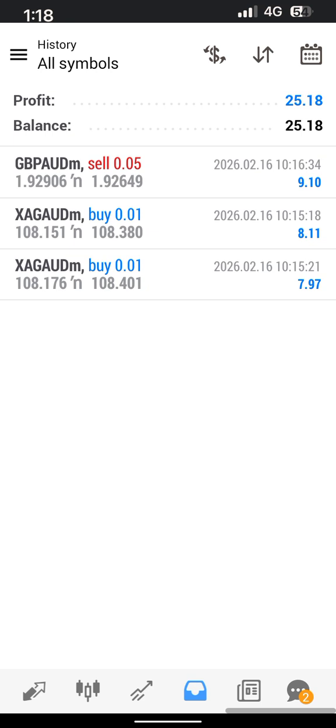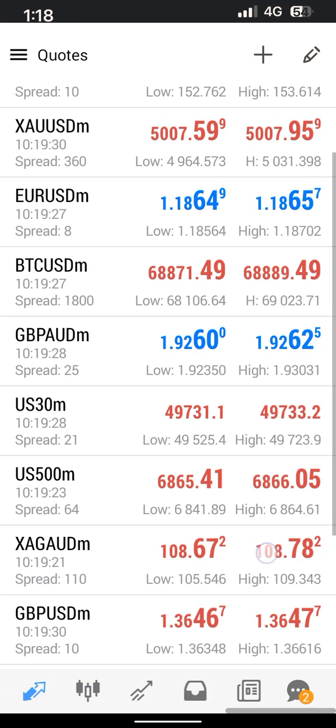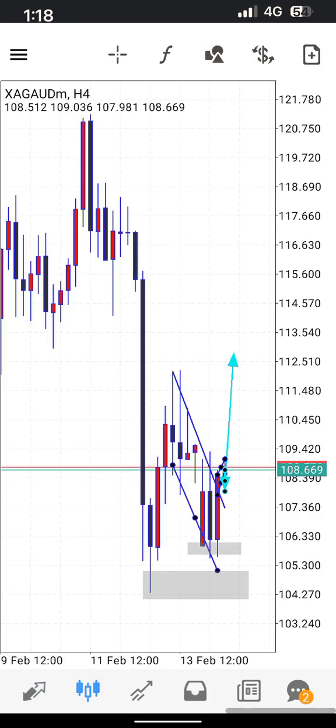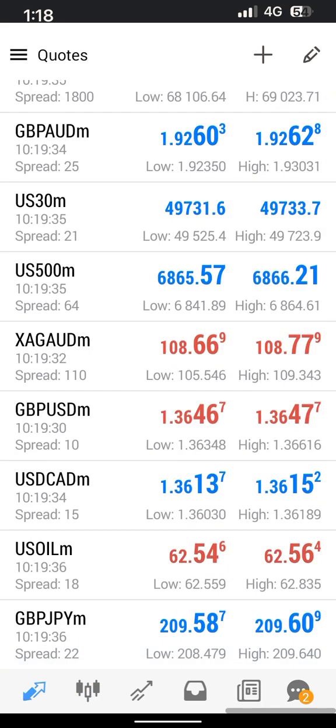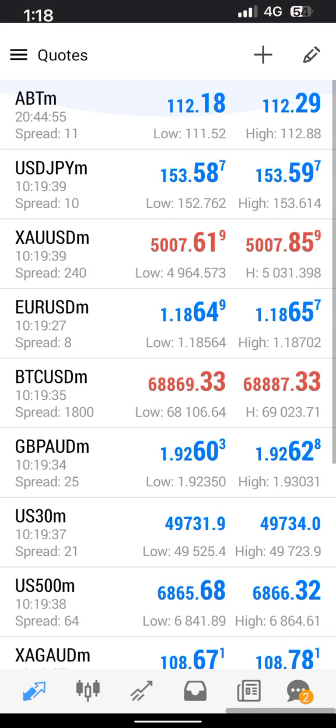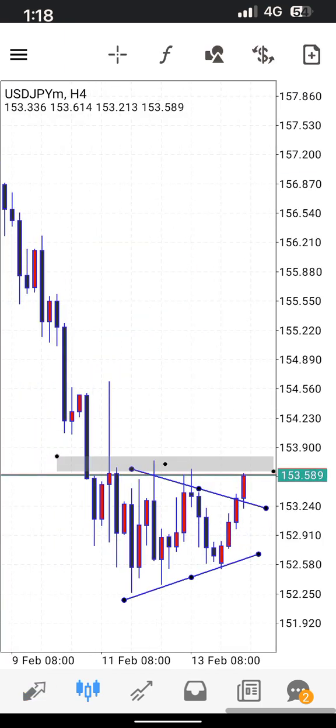Okay, sorry, on is it silver? I think it was silver. We had exactly the same setup. So silver AUD, yeah, silver AUD, we had the exact same setup. So even on USD JPY, we're having almost a similar setup. So for USD JPY, we see that price has made a breakout.